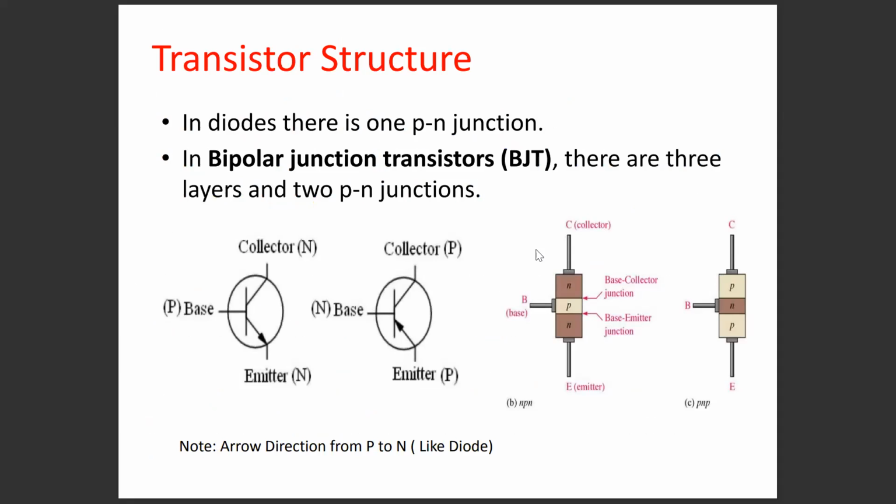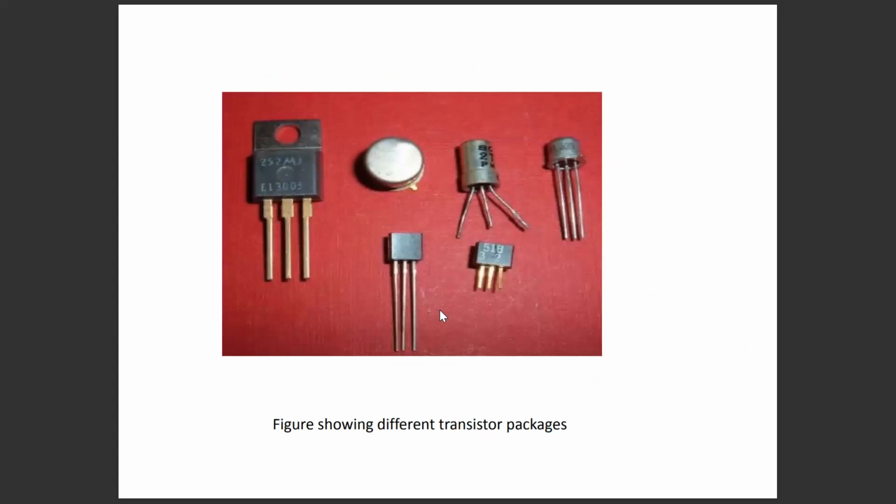Here shows the construction of the NPN and PNP transistor. The two junctions are emitter-base junction and collector-base junction. Here the arrow direction is from P to N, like a diode. This figure shows the different transistor packages.